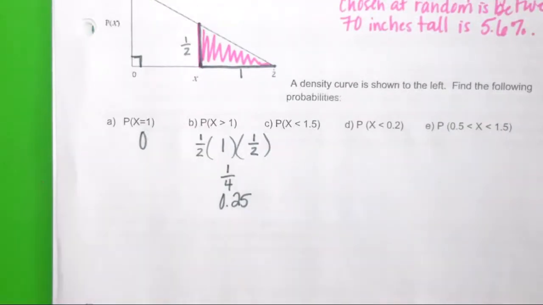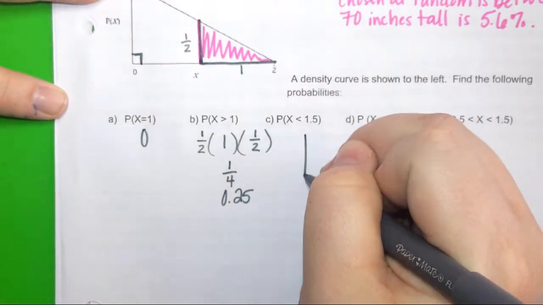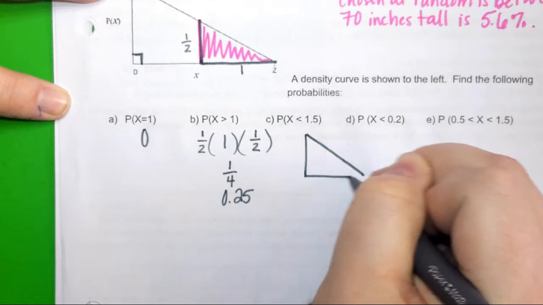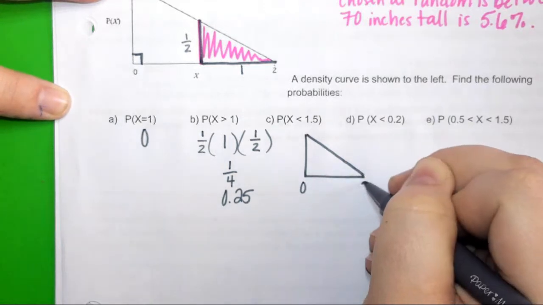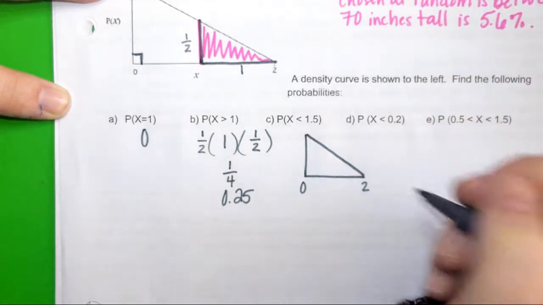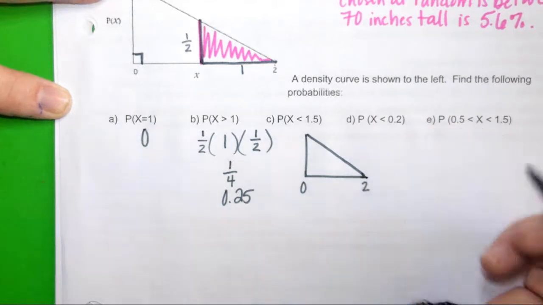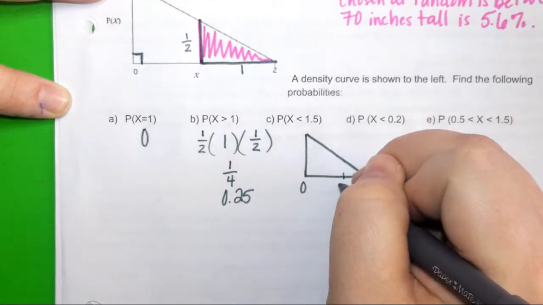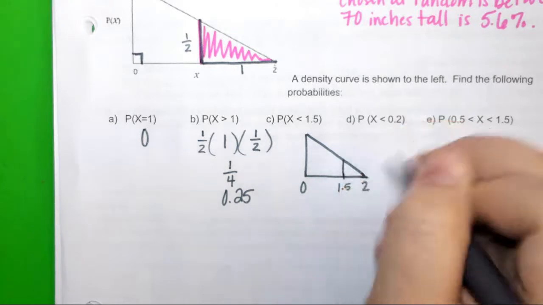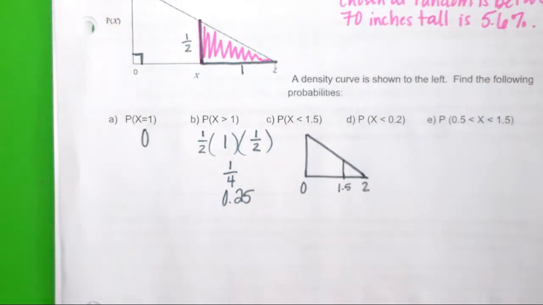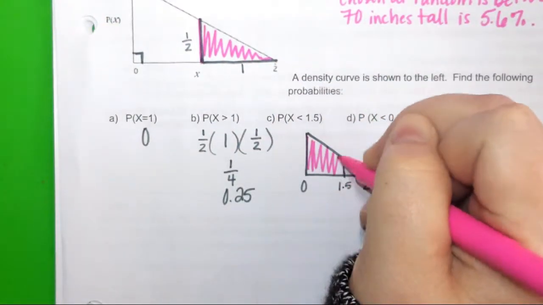Okay, and then the probability of less than 1.5. Well, I've already colored all over my original triangle, so I'm going to have to draw a new one. That's a trapezoid. Leave my triangle. So less than 1.5. They're wanting to know this, which is a trapezoid.